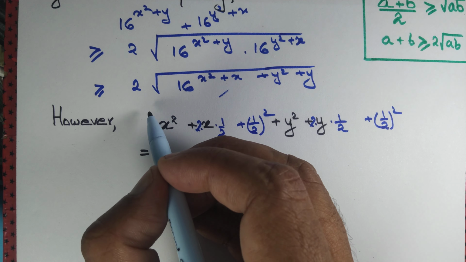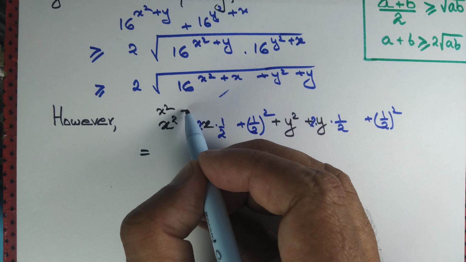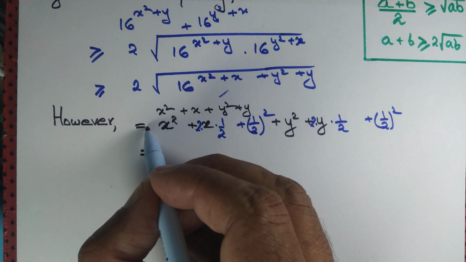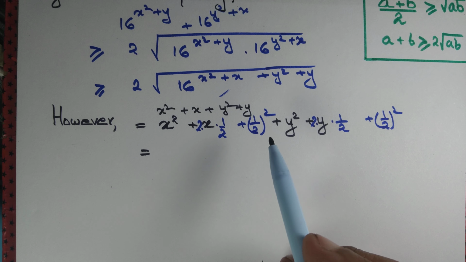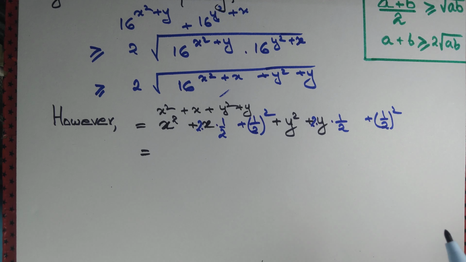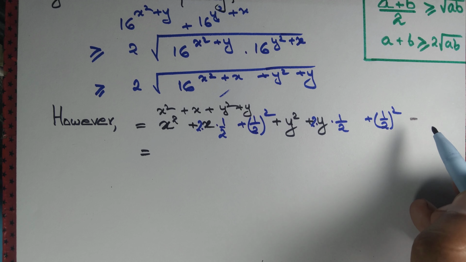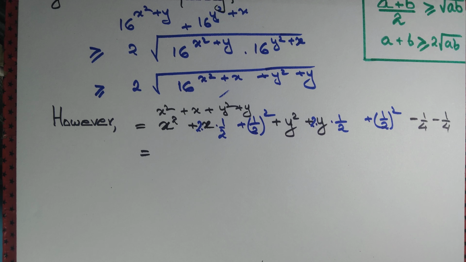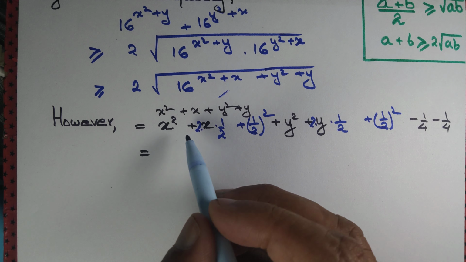First of all, let's write it. However, x square plus x plus y square plus y is not equal to this expression, right? We are adding 1 by 4. We are adding 1 by 4. So in order to maintain the equality, I have to subtract 1 by 4 and then subtract 1 by 4. Yes, we are maintaining the equality.